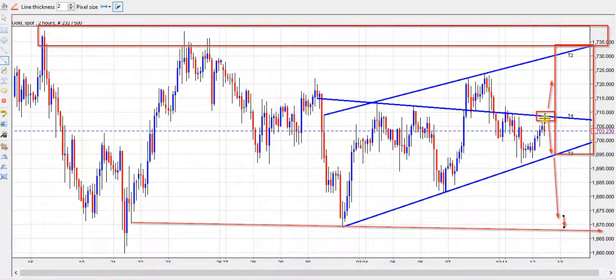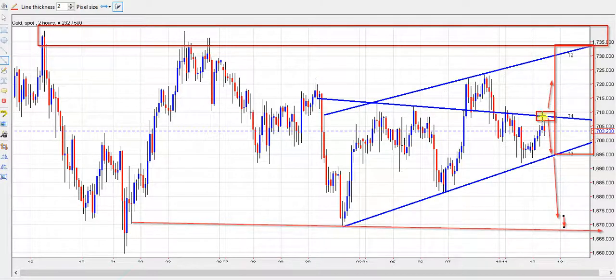1707, 1708 right here was a point of interest. We come down here and go in for a short till about 1695, 1693. If it breaks on the higher side, let's say above 1709, 1710, and you're still short, then we need to stop ourselves out, look for a retrace lower to retest this point, and then go long in anticipation that the price is going to surge on the higher side towards 1730.